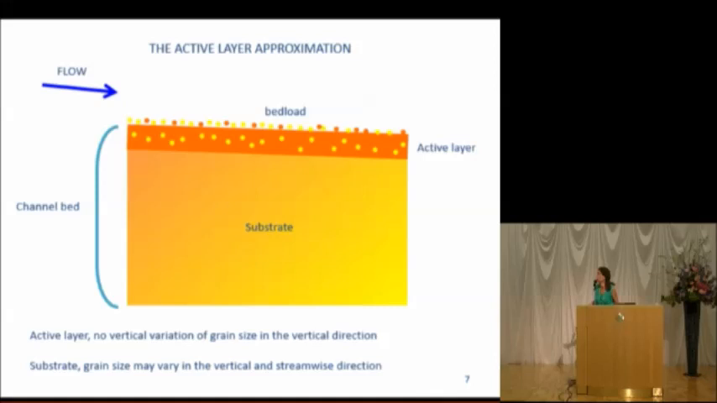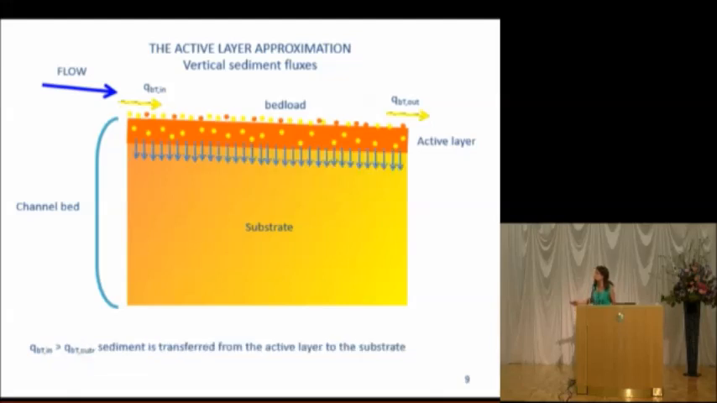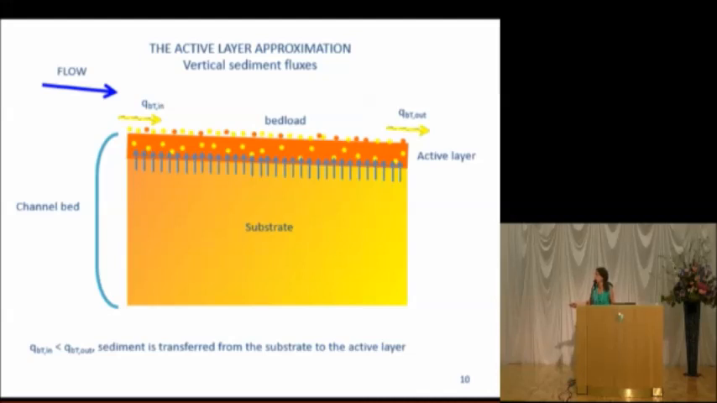In an active layer model, the bed is divided into two regions, an active layer, which is well mixed, and a substrate whose grain size distribution can vary in space, so in the vertical and in the streamwise direction. The active layer is the portion of the bed that is allowed to exchange sediment with the bed load transport. The substrate interacts with the bed load transport via the active layer during channel bed aggradation, so the channel bed goes up and sediment is transferred from the active layer to the substrate, or during channel bed degradation, so when the channel bed goes down and sediment is transferred from the substrate to the active layer. Other vertical sediment fluxes are not modeled.